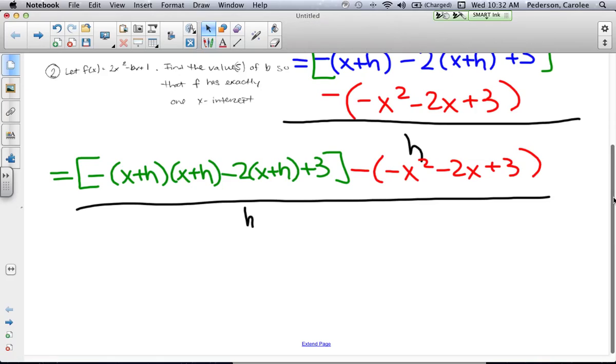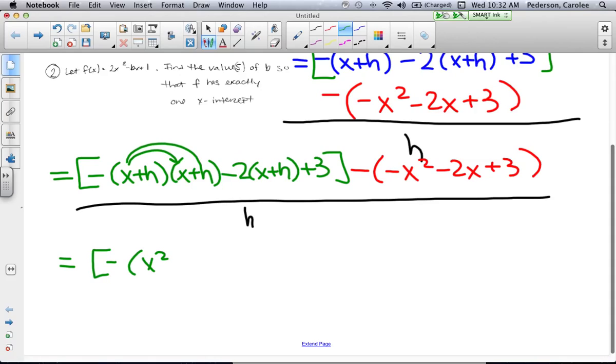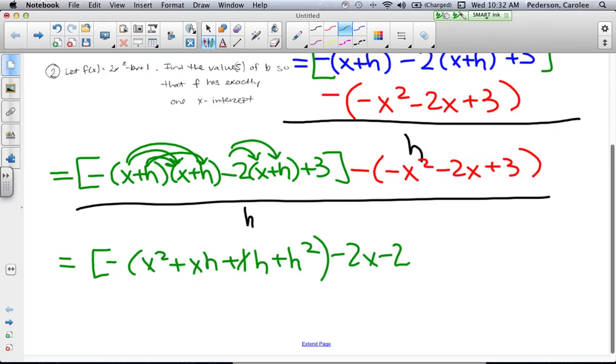So we're going to FOIL this green. So first, outside, inside, last. So first, we get x squared, outside, x times h is xh, inside, h times x is xh again, and then h times h is h squared. Then we're going to distribute this negative 2 through. So we get negative 2x, negative 2h, and then we have that plus 3 in that bracket.